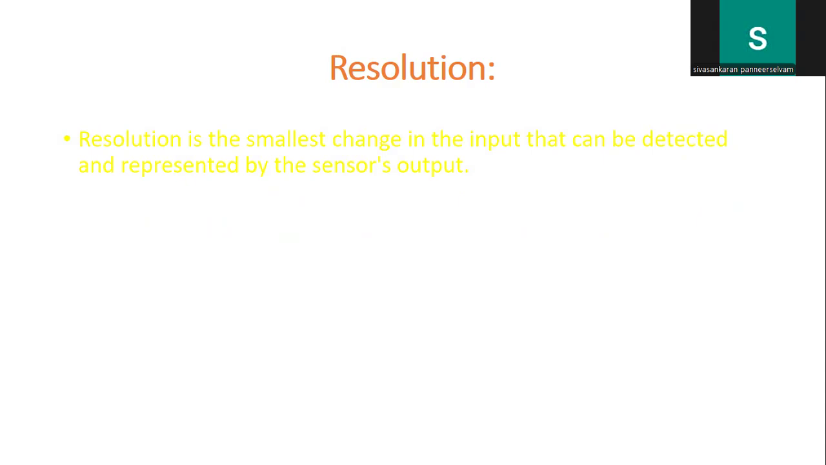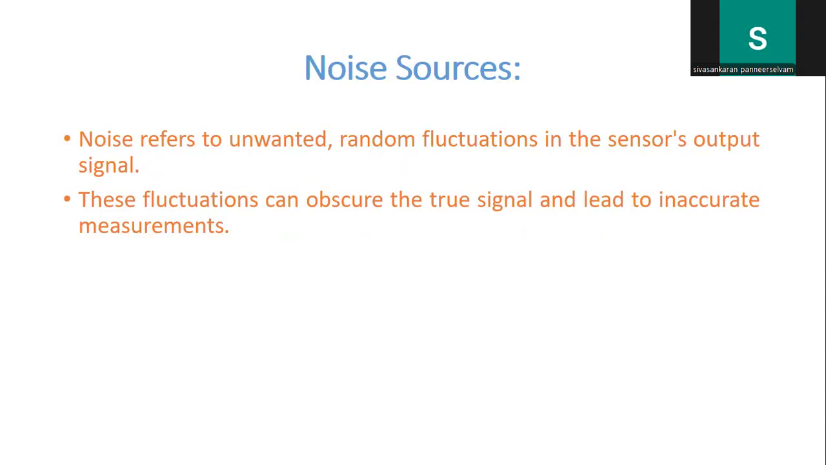Resolution. Resolution is the smallest change in the output that can be detected and nicely represented by the sensor output. Noise sources. Noise refers to unwanted random fluctuations in the sensor that suppress the electrical signal. These fluctuations can make it hard to measure the true signal and lead to inaccurate measurements. So you have to control the noise sources.